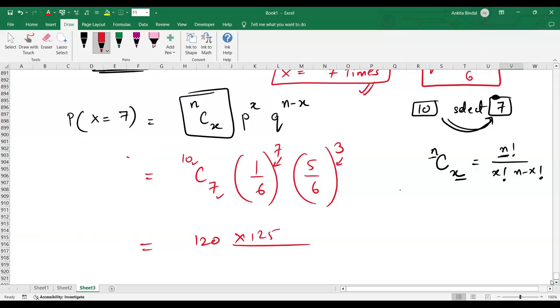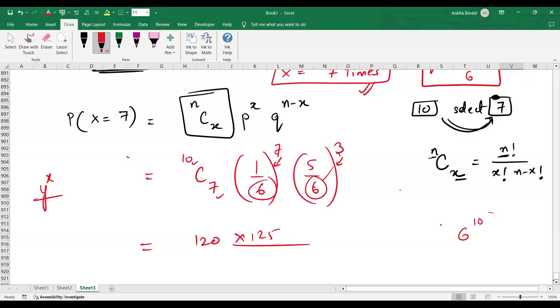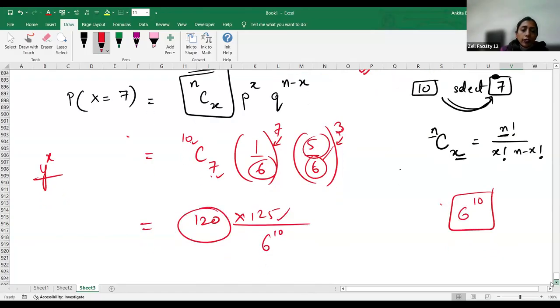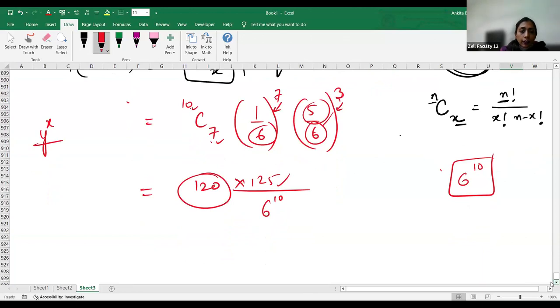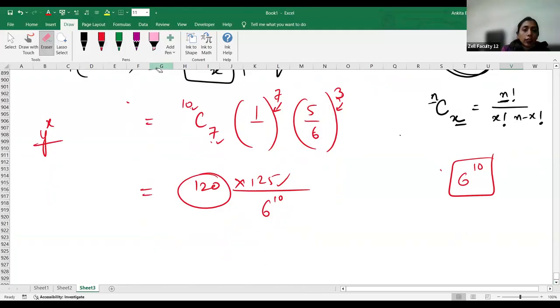Ma'am, how will you calculate in power? For power, you have y to the power x function. So first 1 by 6. So, no, not 1 by 6. You have 6 to the power 7 here and 6 to the power 3 here, right? So total 6 is to the power of 10, and 10C7 is 120. 5 cube is 125. So you're left with 6 to the power 10 in the denominator. Yes or no? Yes, ma'am.